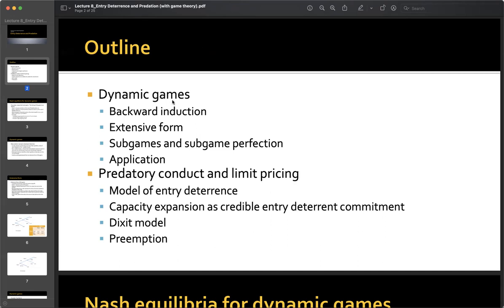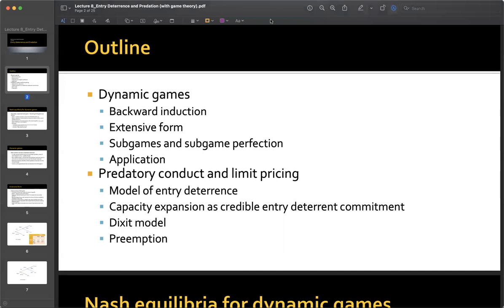In particular, this is the outline for the full set of slides. Pero tayo, if I can draw here, we're not going to do any of this. Okay? We're just going to end with a simple model of entry deterrence. And the most important thing is to introduce the concept of dynamic games and backward induction. So this is more of a technical game theory, very simple technical game theory, and we will end with a model of entry deterrence.